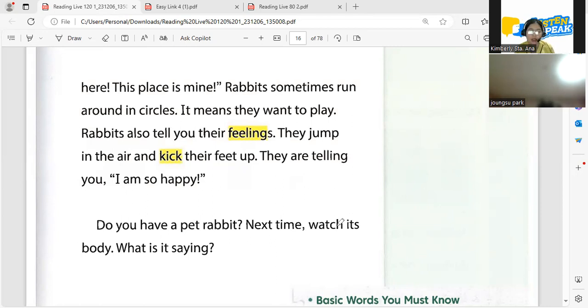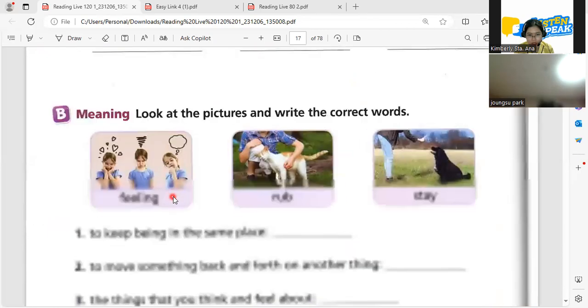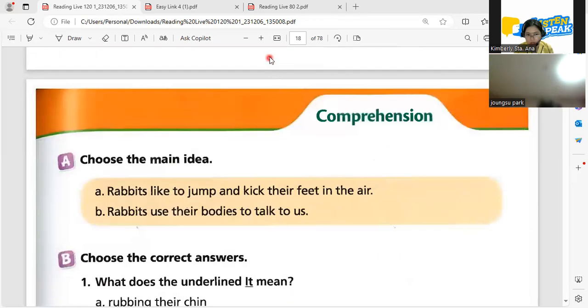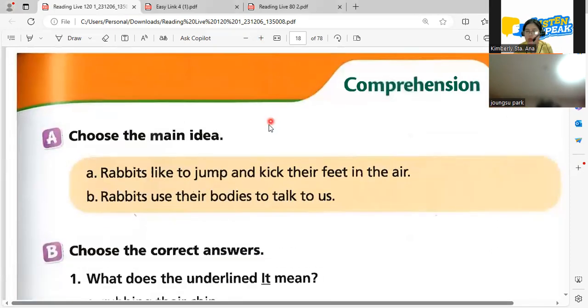That's nice. Now let's have this one, okay? So I want you to look here, because we will answer a question about our story. So, can you please choose the main idea, Jimin? We need to look for the main idea. What is the story all about?